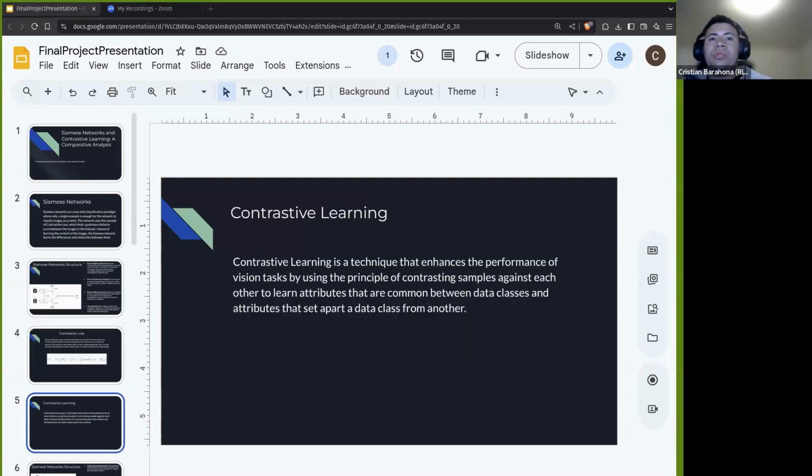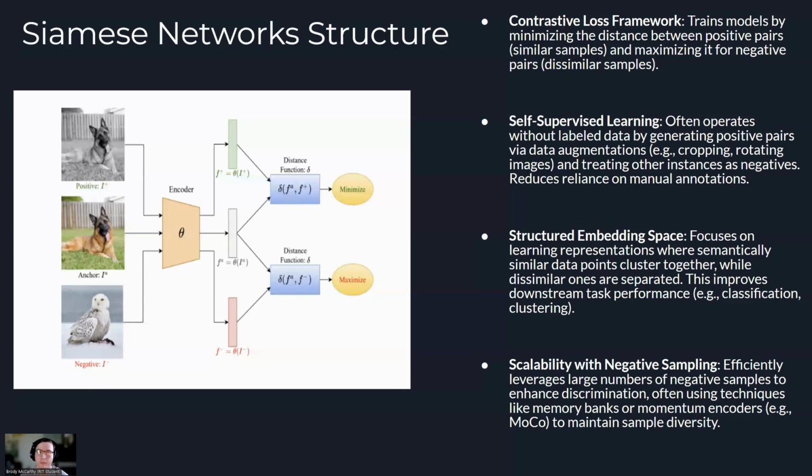We also want to take a look at contrastive learning, which is a technique that enhances the performance of vision tasks by using the principle of contrasting samples against each other to learn attributes that are common between data classes and attributes that set one data class apart from another. For our other model, we used a Siamese network, which also leverages contrastive loss sometimes. But in our model, we used binary cross entropy instead.